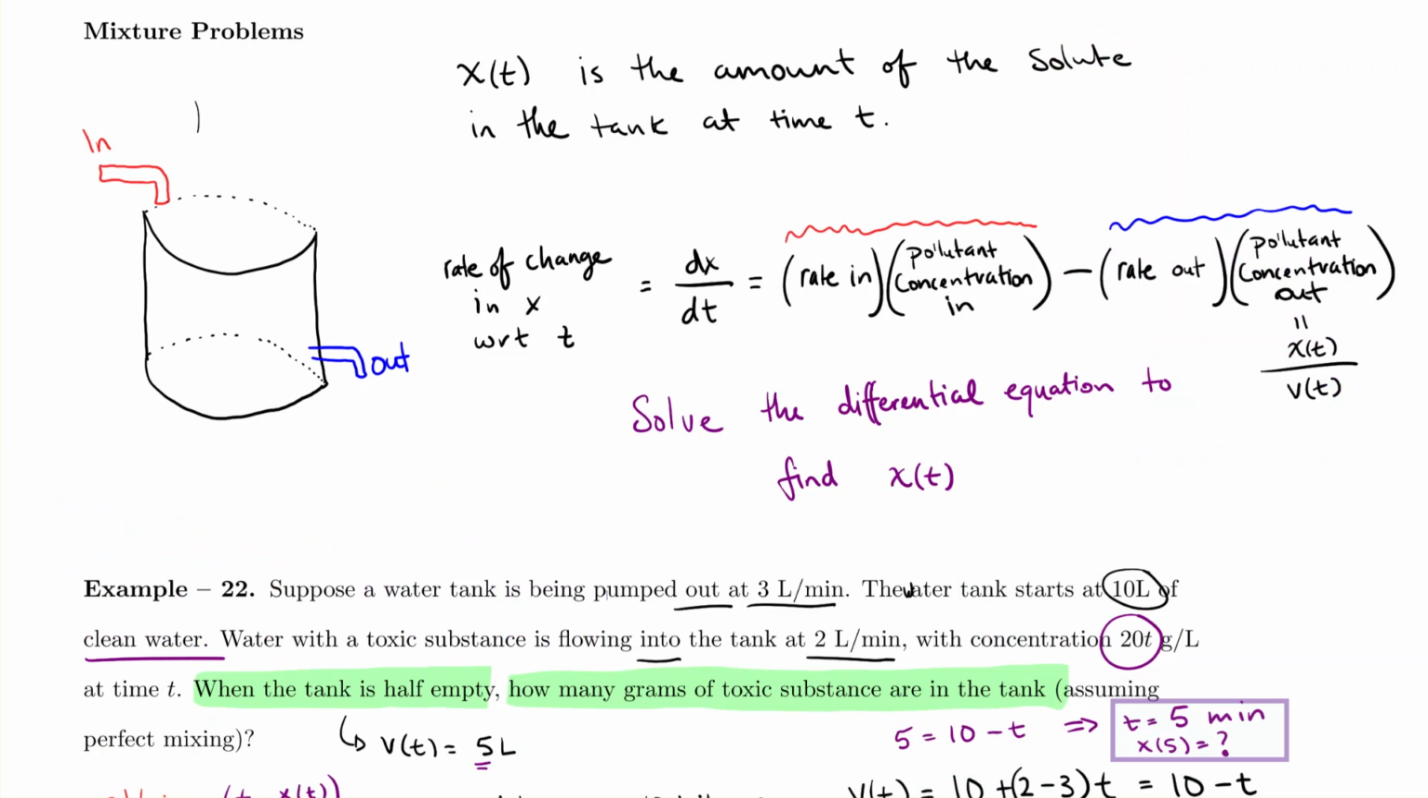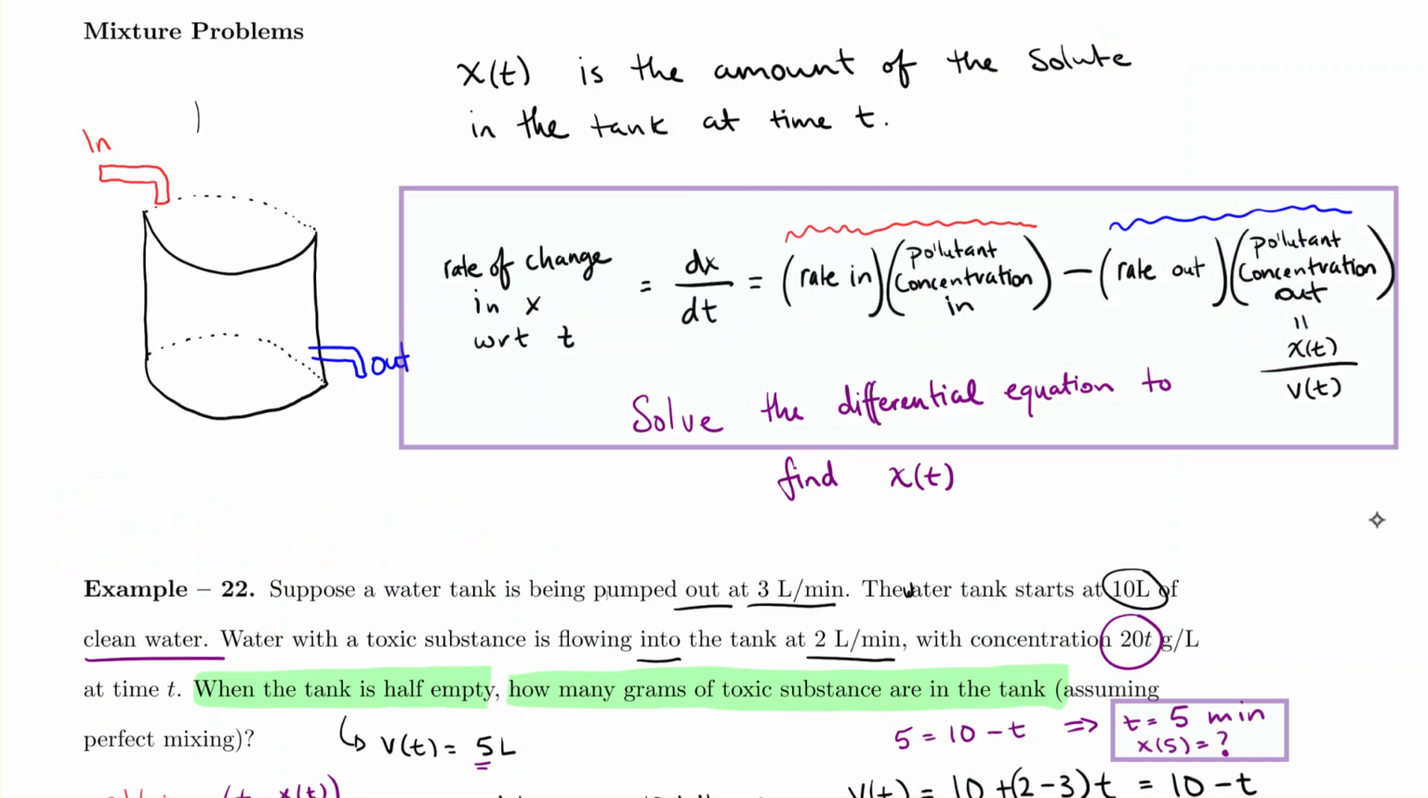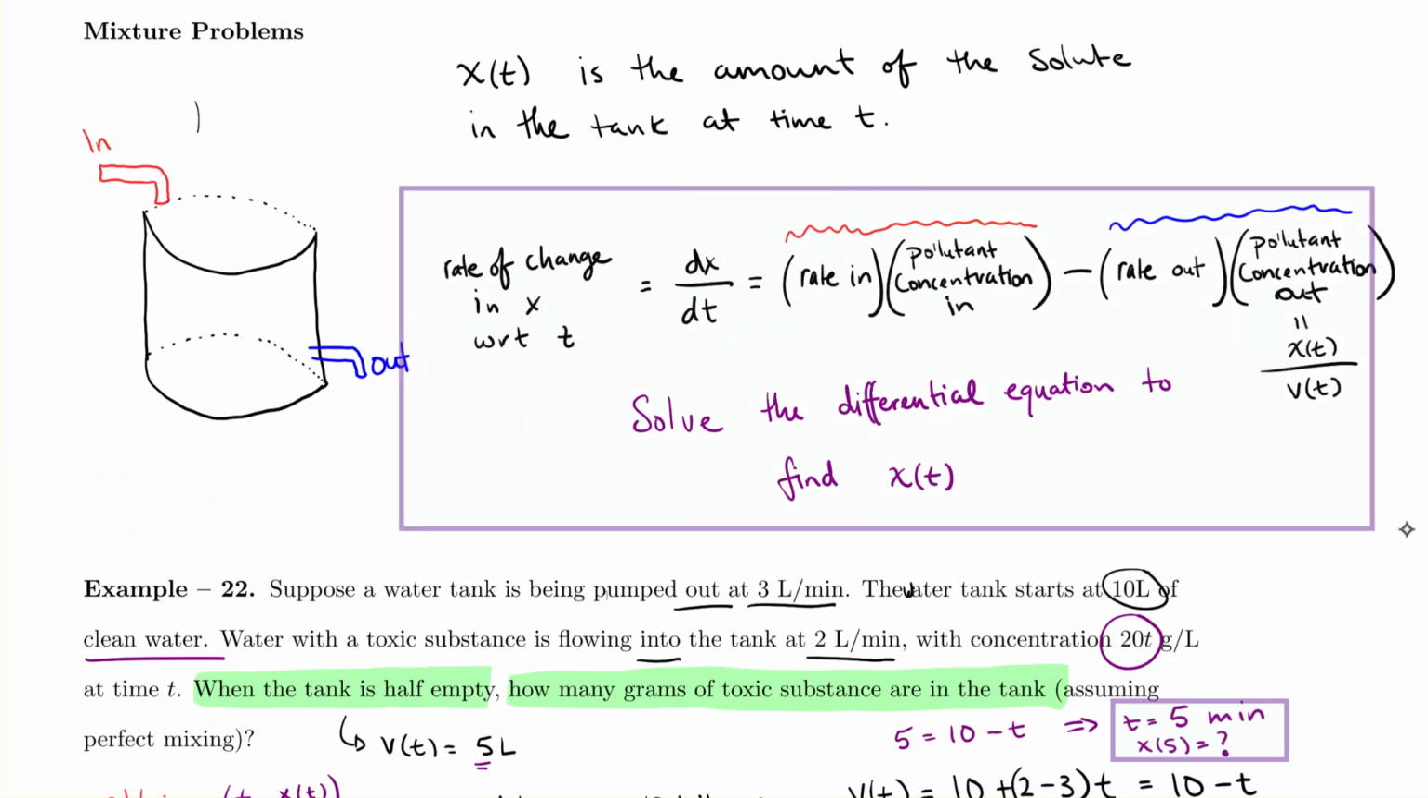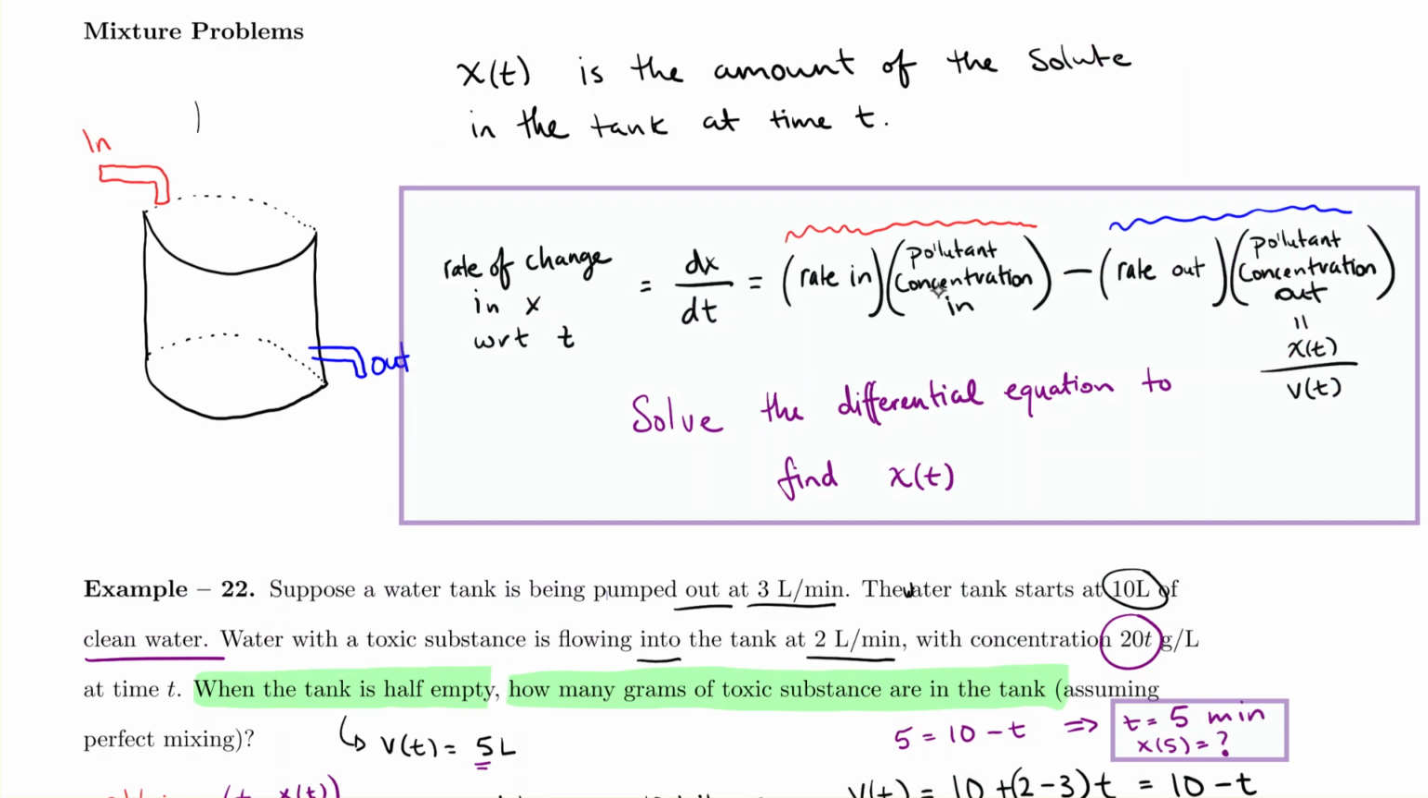As we finish up, I just want to draw our attention back to this general rule that we'll use for these problems, that we can find the rate of change as the rate in times the pollutant concentration coming in minus the rate out times the pollutant concentration that's coming out, which can be measured by our x of t, which gives us the amount in the tank at time t, divided by the volume in the tank at time t. So if you use this basic rubric and then use our different solution strategies for solving the resulting differential equation, you'll be able to find x of t, which gives you the amount of the solute or pollution in the tank at time t.